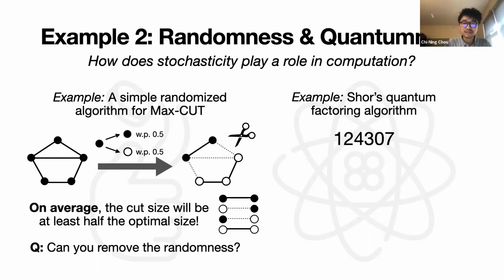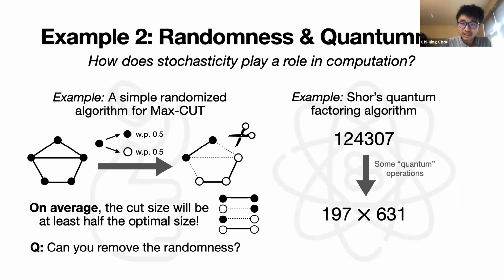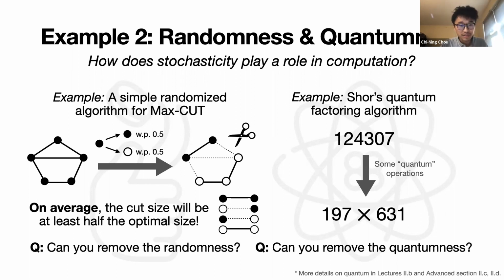And on the quantum side, maybe I'll give a classical example, but I won't tell you any details. It's something called Shor's algorithm. What we can do is that the input is some huge integer, and you can use the quantumness to factor the integers very, very efficiently. And this is not known to be done efficiently without the help of quantum, at least currently. And similarly, a key question here is also, can you remove the quantumness?